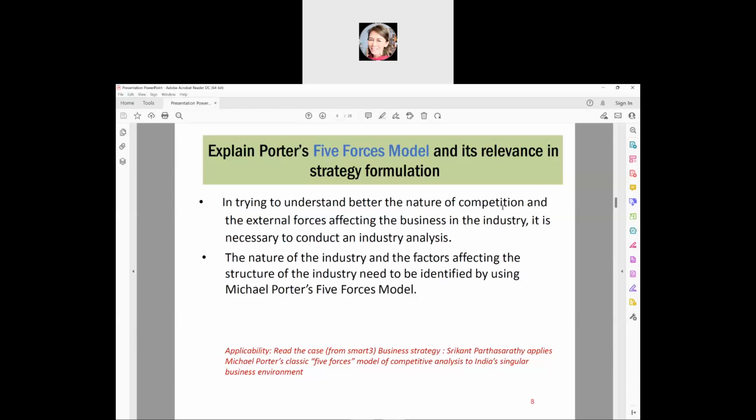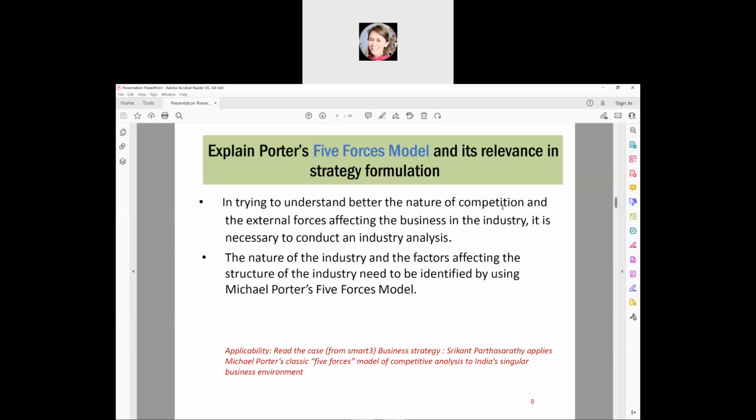Okay, this is a theory based on the concept that there are five forces that determine the competitive intensity and attractiveness of a market. It helps an organization to understand the nature of competition, how this competition affects the organization and the environment in which it operates. Okay, so this is what Porter's model is about.